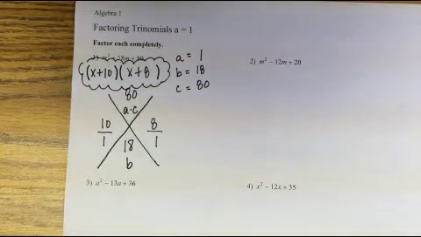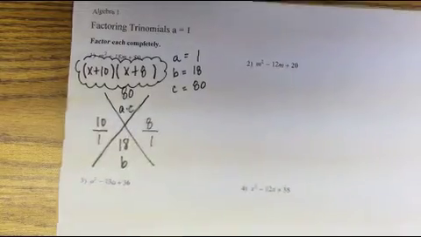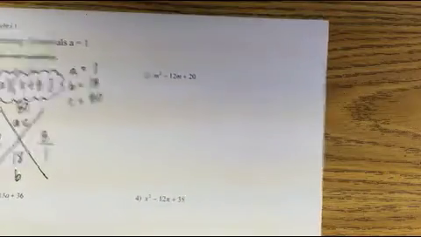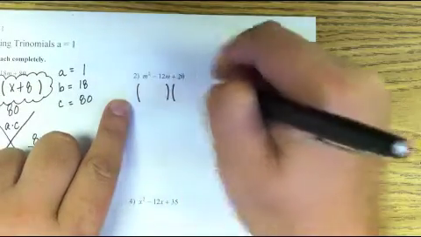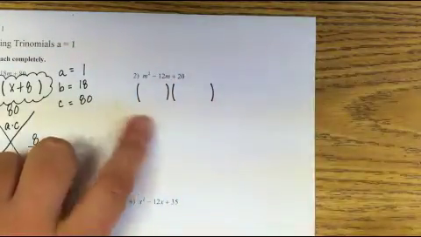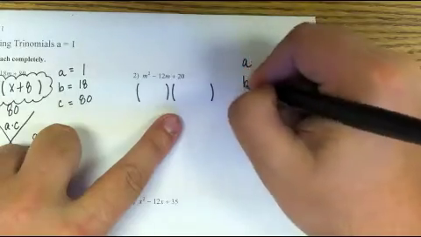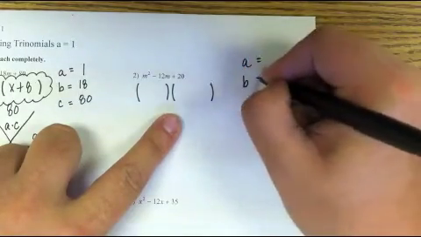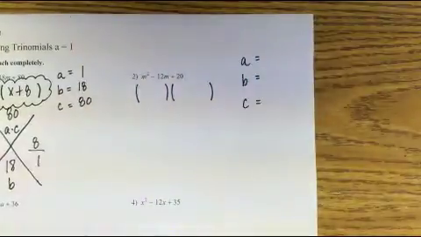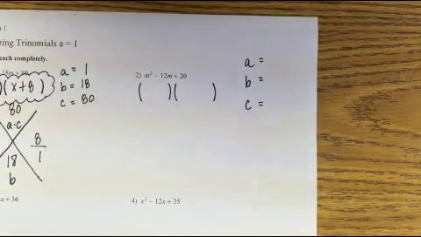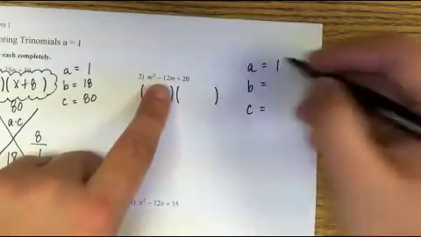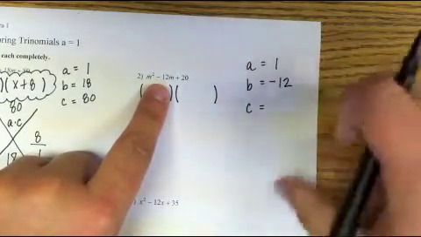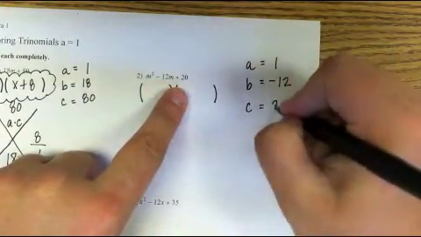Pretty cool, right? Well, at least I thought so. Okay, number 2. Let's try this again. So let's go ahead and set it up. 2 parentheses. Let's go off and list what A, B, and C are. Okay, so in this case, like I said, A is always 1. What is B? Right, it's negative 12. And C is, right, 20.